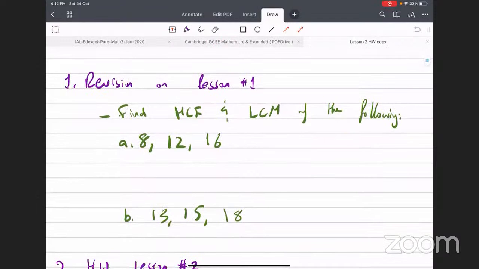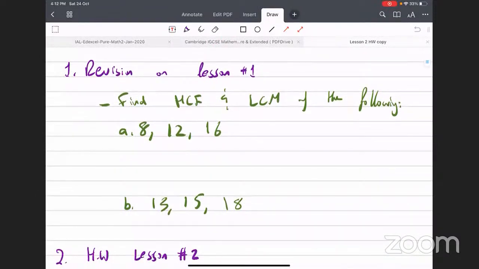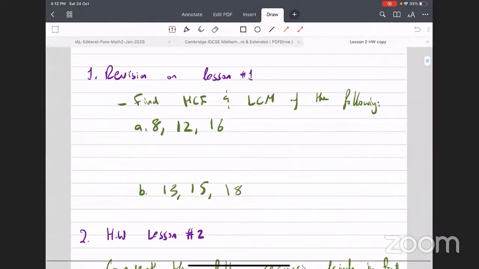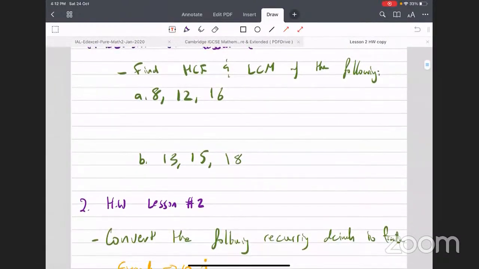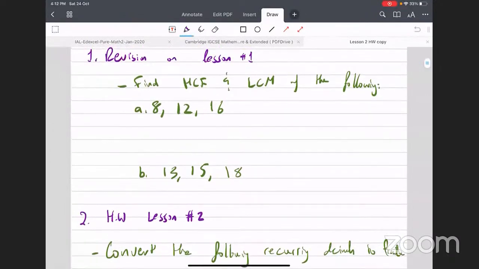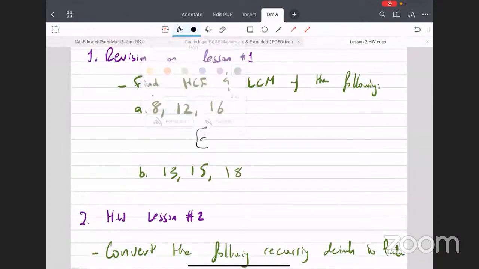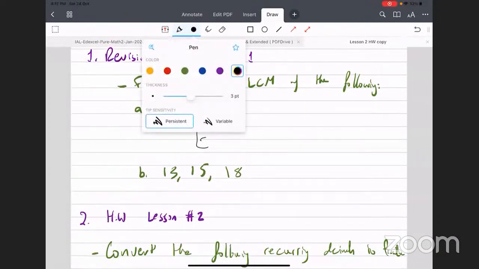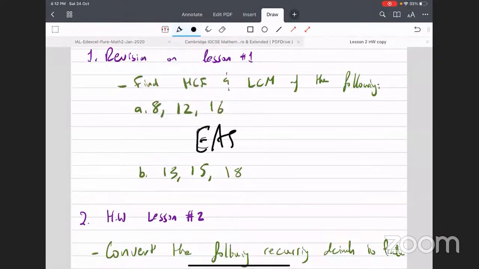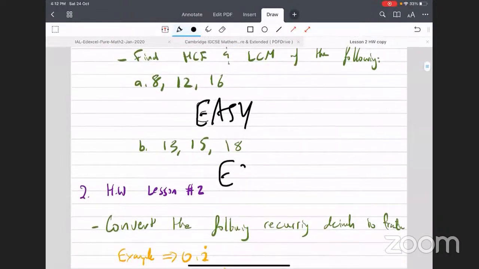So find HCF and LCM. I think these questions were easy to check. Shall I solve them? HCF and LCM, it's very easy, straightforward. Shall I solve them or skip? Okay, easy. Let me choose a nice color to solve. Okay. Easy, easy, and easy.